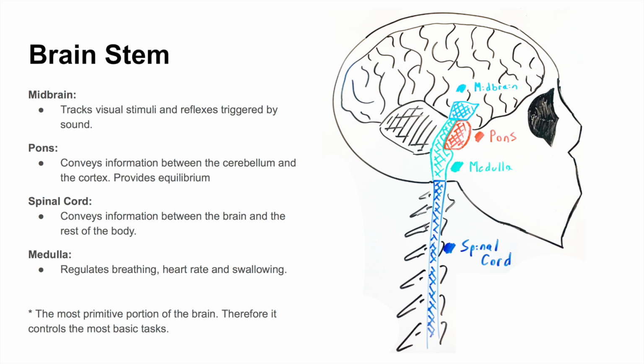Next is the pons, and if you know anything about chess, you know that the pawns are in the middle, so you can remember that the pons is in between the medulla and the midbrain. And the pons just conveys information between the cerebellum and the cortex, and also provides equilibrium, so you can just kind of remember the chess reference.